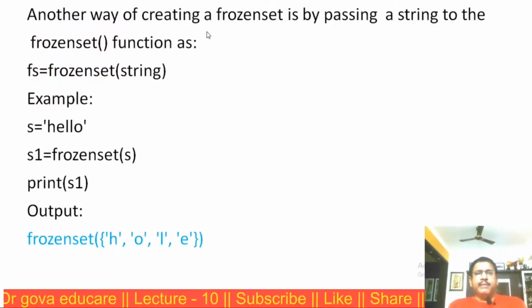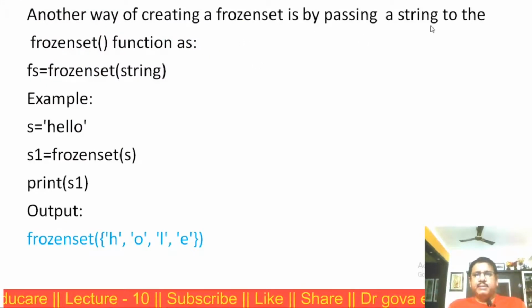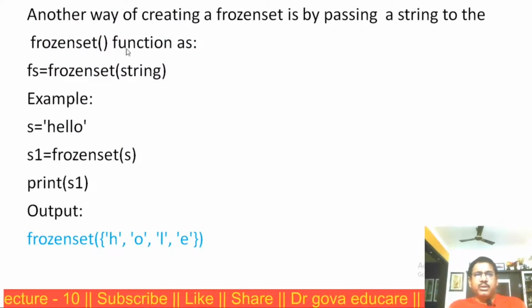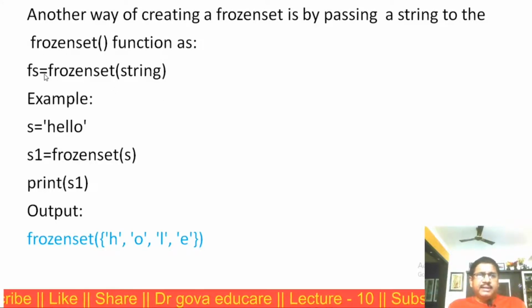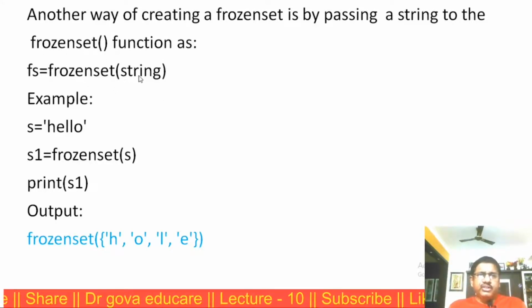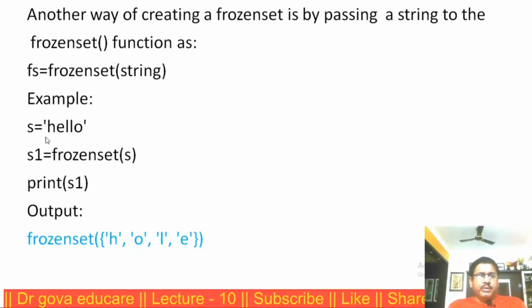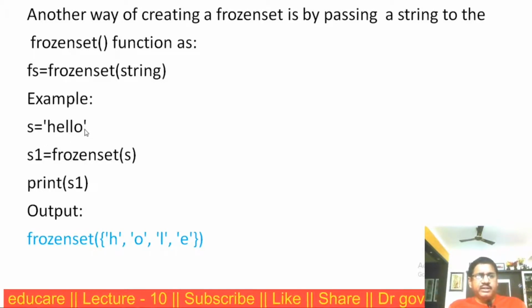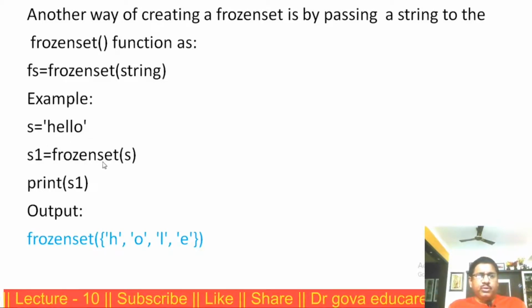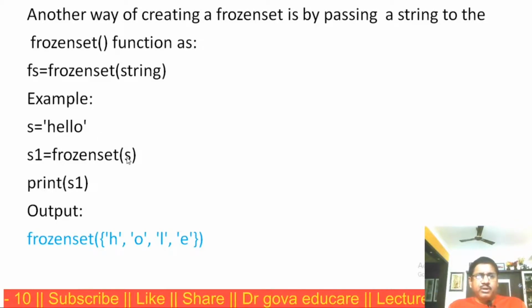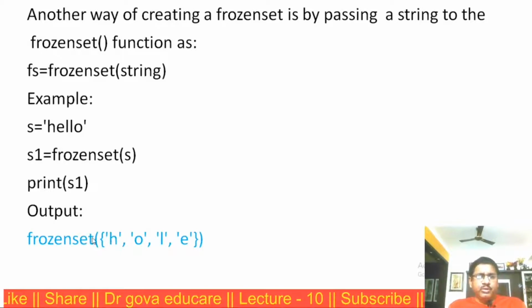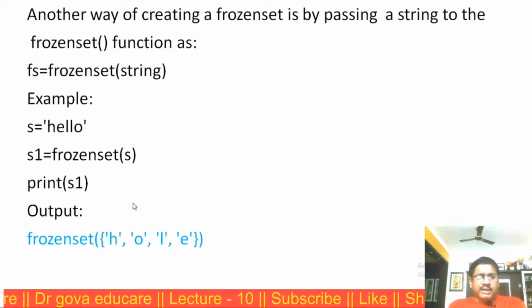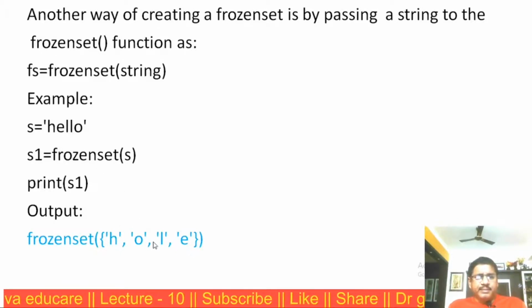Another way of creating a frozen set is by passing a string to the frozenset function. This is the syntax: frozenset of any string. Say for example, s is hello, a string. s1 is equal to frozenset, I am passing hello. This is the output, the frozen set. This hello is converted to the set data type.